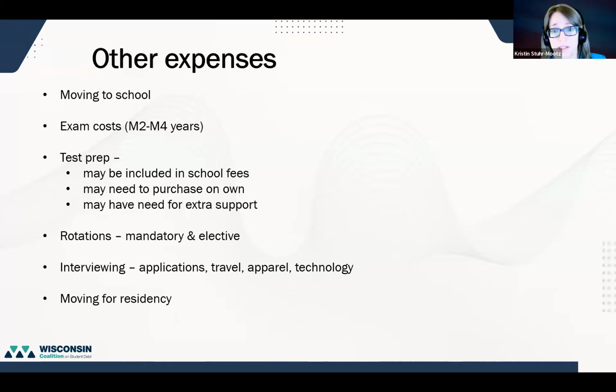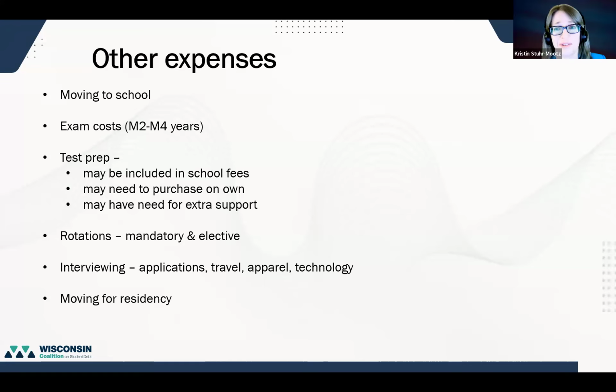Part of medical school does involve attending rotations in healthcare facilities. The rotations may be mandatory or elective, and these can also add to your costs in later years. And then in your final year, interviewing for residency is crucial. There are costs associated with applications, travel, apparel, and maybe some technology for virtual interviews.